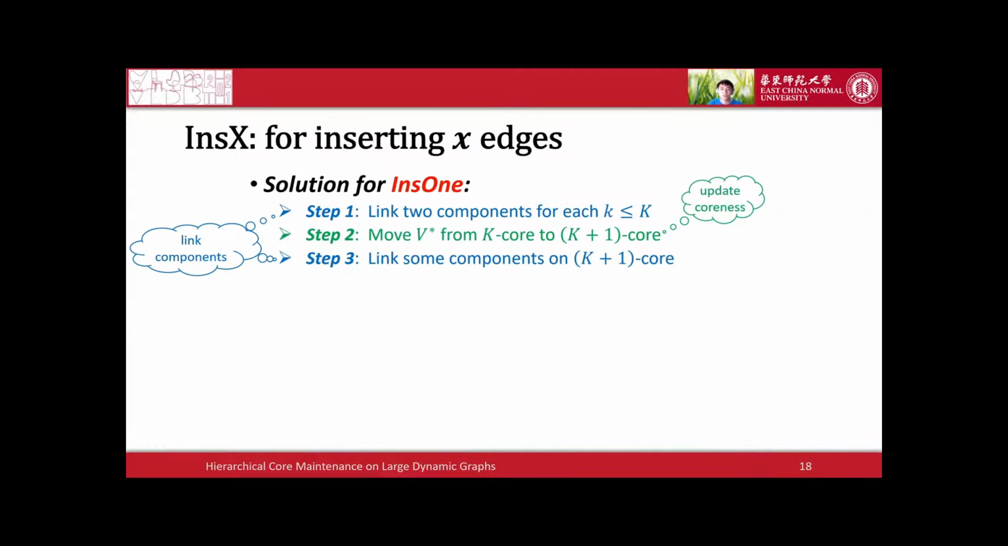To extend the solution for inserting multiple edges, we can see that both step 1 and step 3 are to link components, and step 2 is to move vertices.